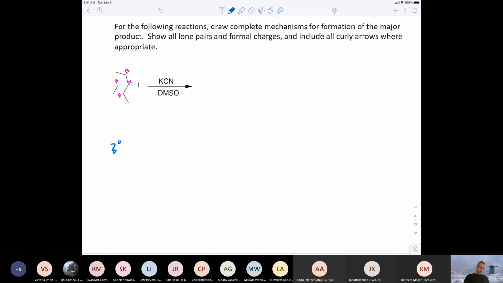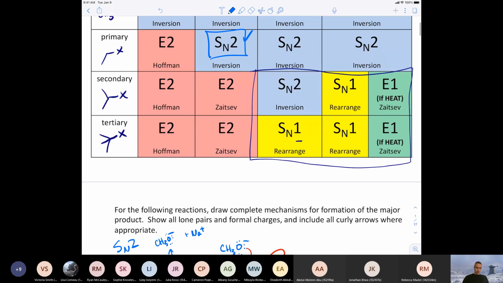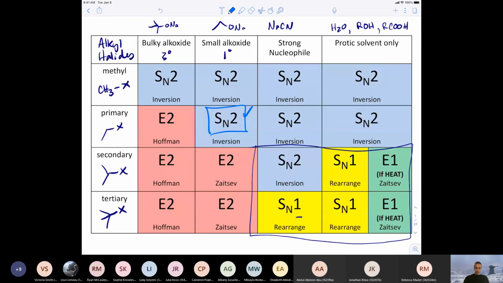Look, KCN, we split that up. We have K plus CN minus. CN minus looks like this. Strong nucleophile, it's got a negative charge. Great. So what does that mean? Let's go back up and find out. Tertiary, bottom row, strong nucleophile. We got SN1. Cool.